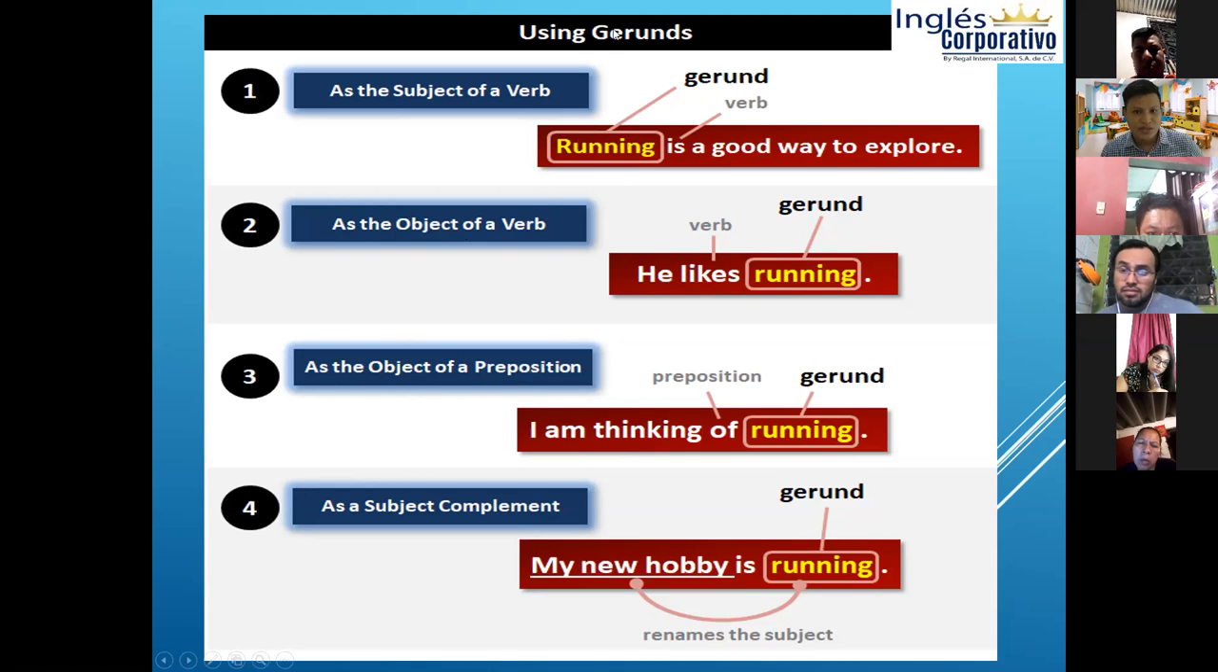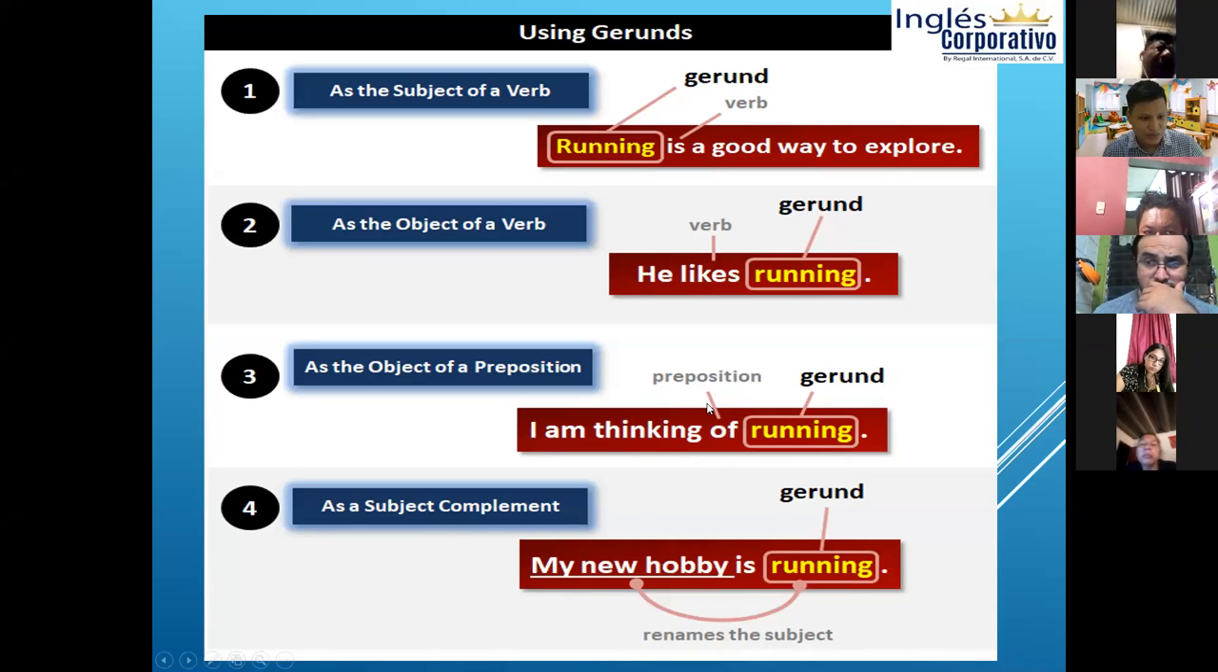Also, we can use gerunds as an object of a preposition. Después de una preposition, we're gonna use ing, aunque no signifique ando yendo. Yeah. ¿Cuáles son las prepositions? Of, by, what else? Because, through, and so on.